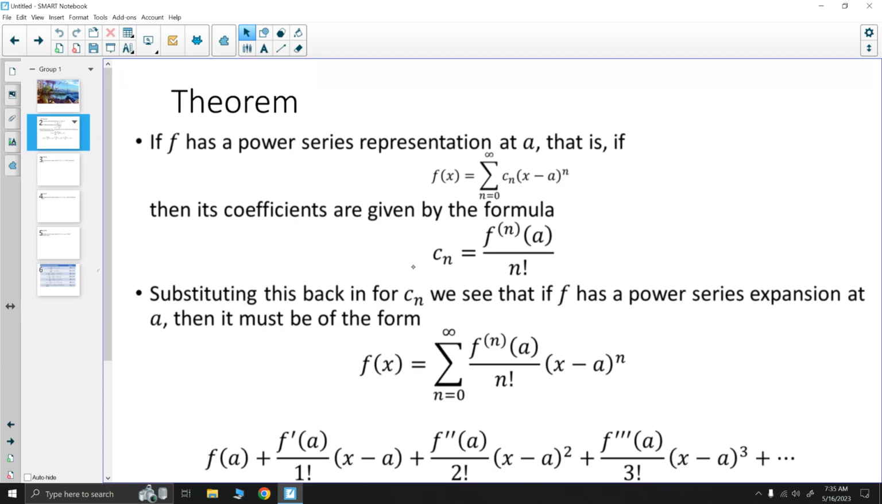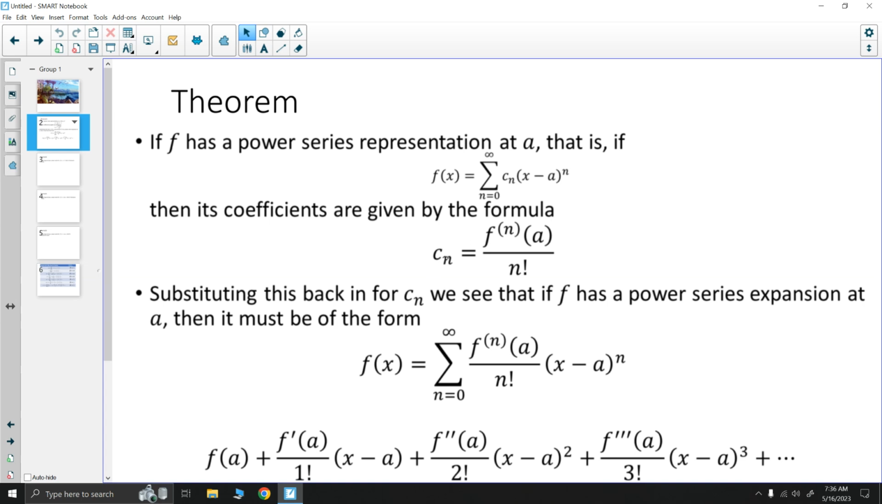All right, so let's start with a theorem. This is actually the Taylor Series Theorem. If f has a power series representation at a, that is, if f of x is the series from n equals 0 to infinity of c sub n times (x minus a) to the n, okay, this is just our generic power series, then its coefficients are given by the formula c sub n is equal to f^(n), which means the nth derivative. So if it were f^(4), that would be the fourth derivative. So it's the nth derivative of f at a, over n factorial.